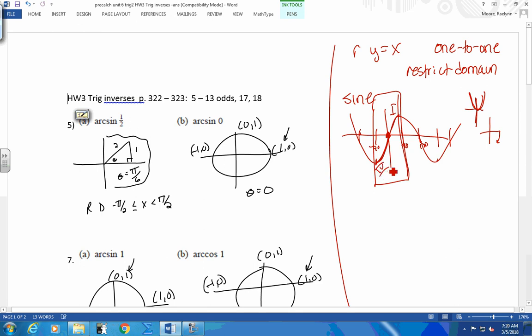Remember, this is a continuous curve. 1, 2, 3, 4, 1, 2, 3, 4. So for sine, your restricted domain is from negative pi over 2 to positive pi over 2.